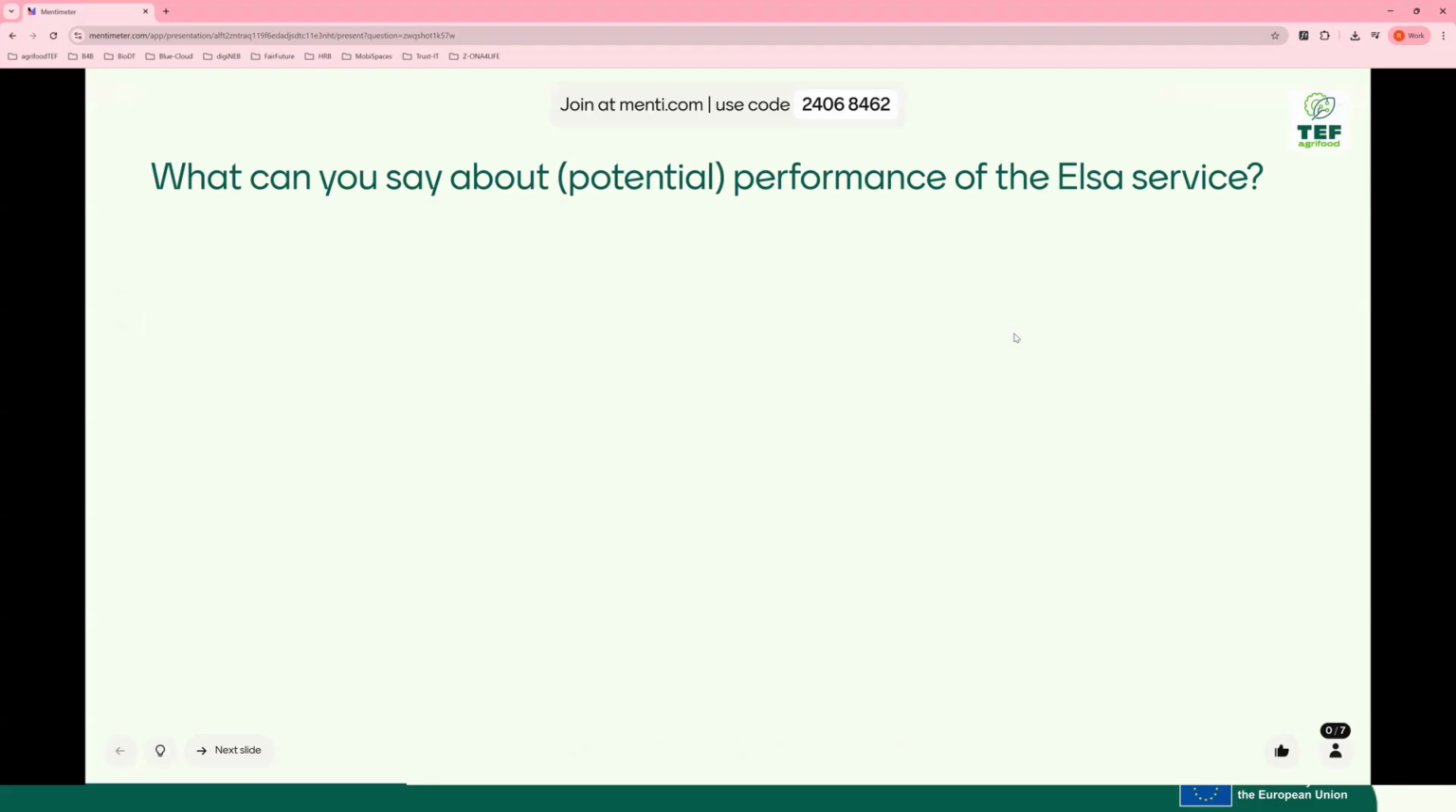So I see that we have some people online, so I'm happy to see that you managed to connect through Menti. And we would like to ask you a couple of questions about your understanding of the ELSA scan. So the first question is, what can you say about the potential performance of the ELSA service? What have you captured from the training today?